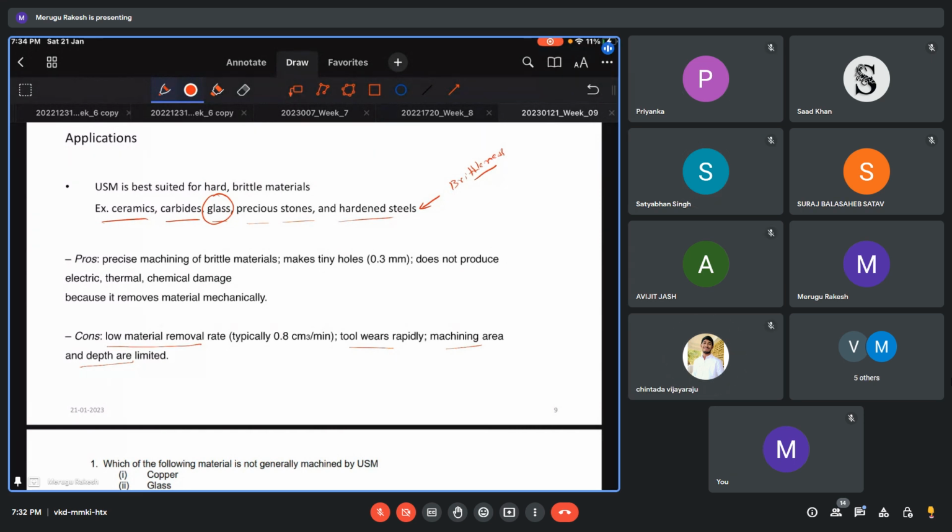Okay. So when you come to the pros and cons, in pros, precise machining of brittle materials happens. This is the main thing you have to remember. It does not produce any electrical, thermal, or chemical damage because it removes the material mechanically. This is the main reason that we go for ultrasonic machining. If your workpiece is sensitive to all these things, then you should go only for ultrasonic machining, because in other processes, like any electrical type of process, the workpiece might get affected.